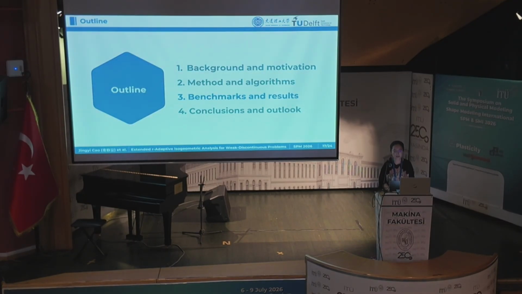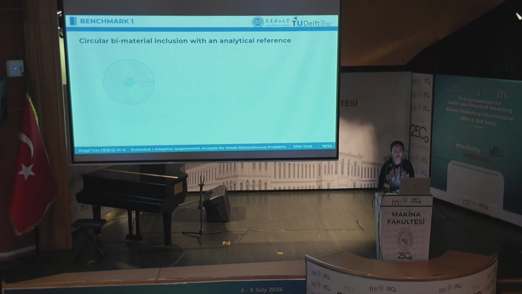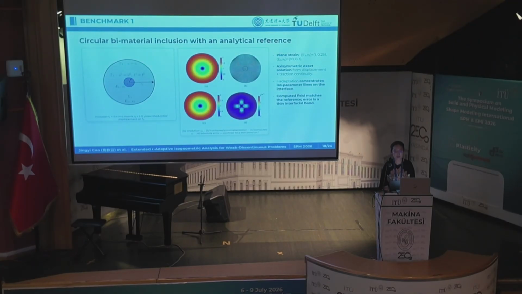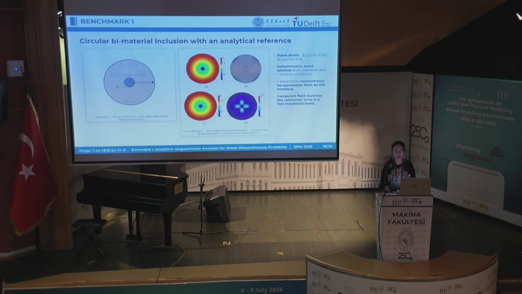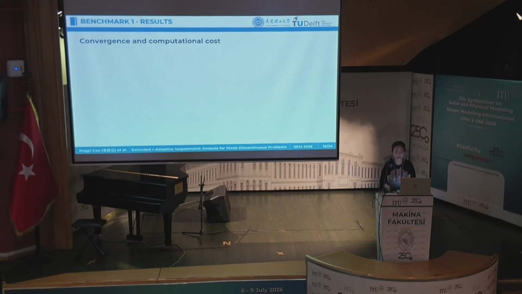This part is the benchmarks and results. This is an example of a circular inclusion with two materials. Figures A, C, D are the exact solution of displacement, the numerical solution, and the absolute error distribution. Figure B is the result of our adaptive parametrization. It can be seen that the degrees of freedom tend to concentrate at the boundaries.